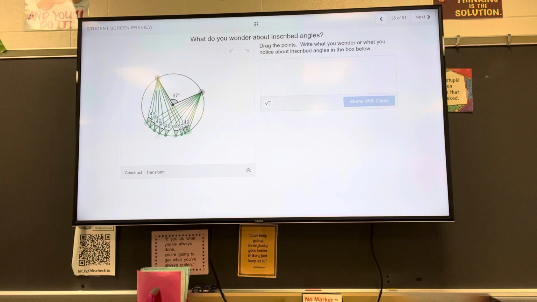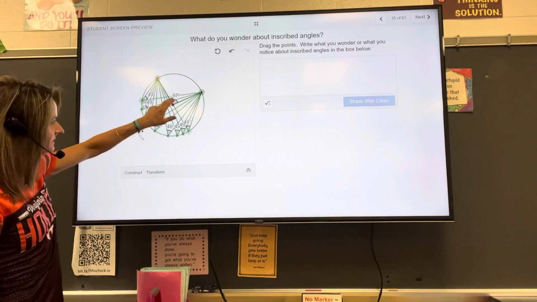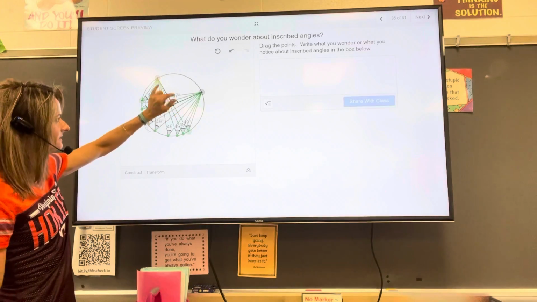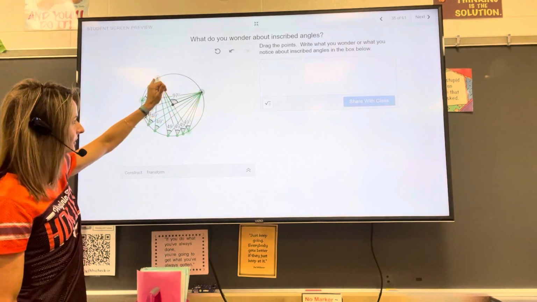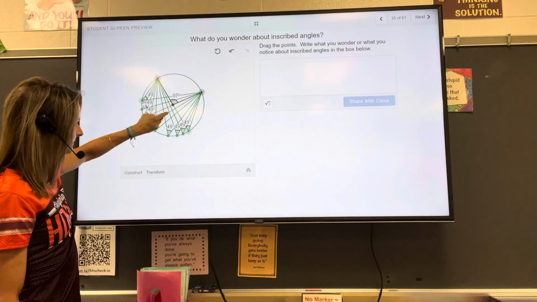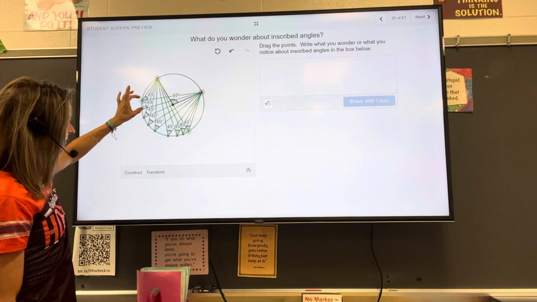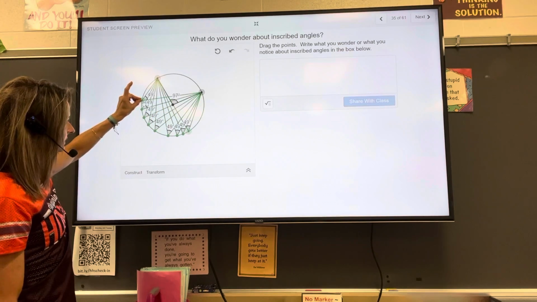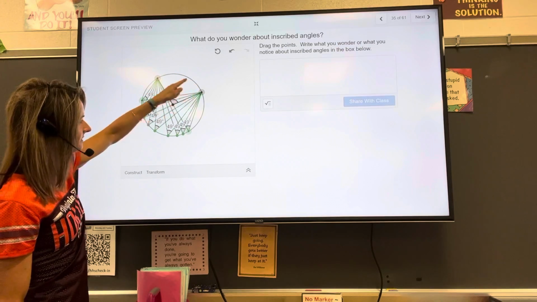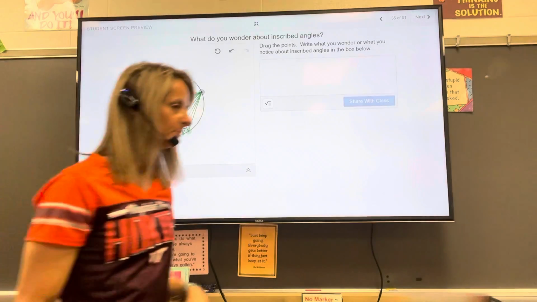Slide 35, what do you wonder about inscribed angles? Now drag the points and you will see that no matter where you put the vertex, the measure of this central angle, right, we know is the same as the measure of its inscribed arc. But if I take these two endpoints and take this vertex and throw it back on the other side of the circle, it doesn't really matter where I put it. The measure of that angle is still going to be 49 degrees. 49 is actually half of this arc. So that's the relationship that we're learning about.